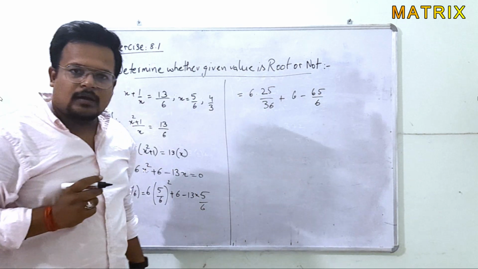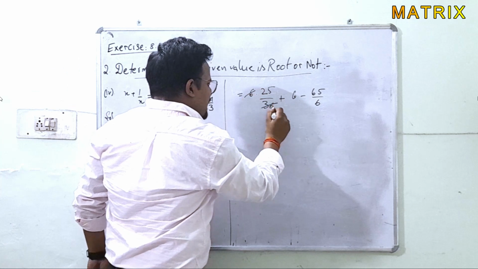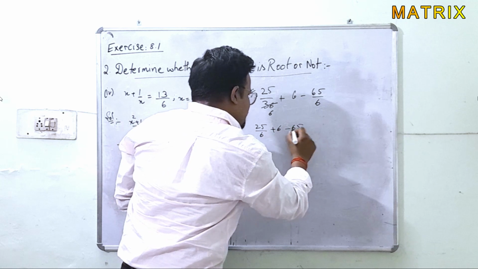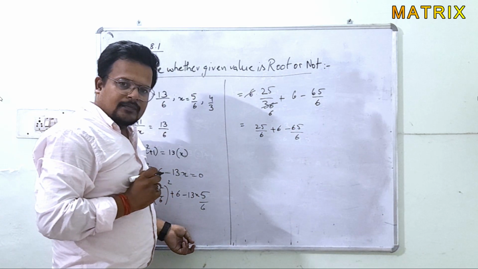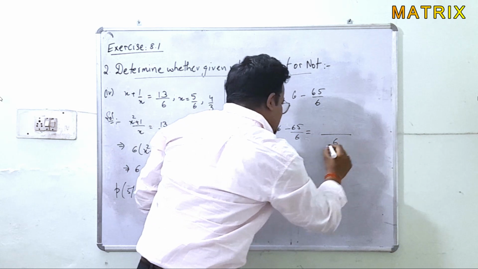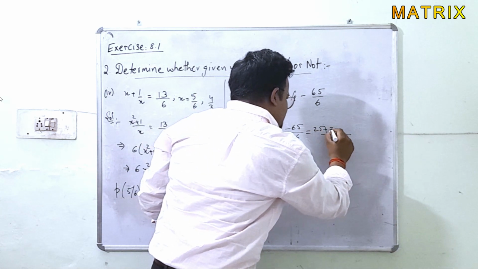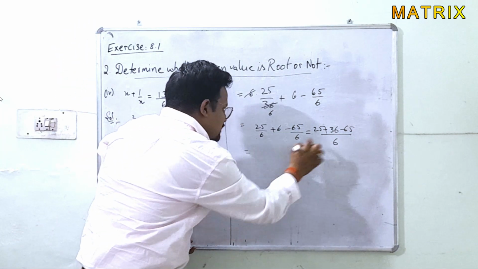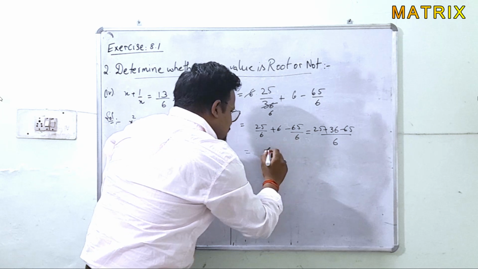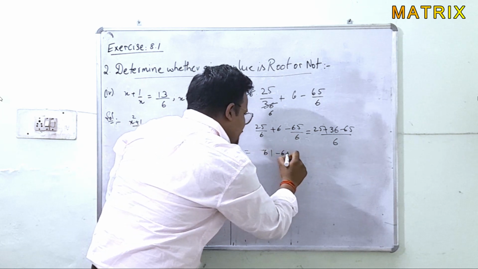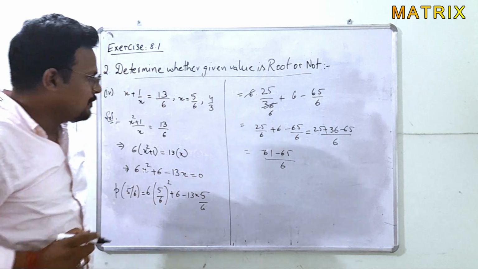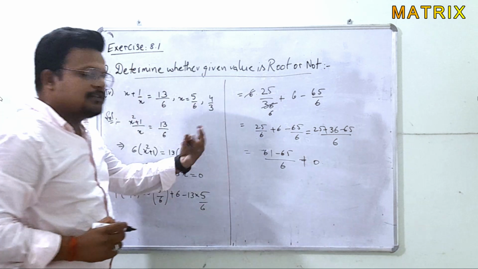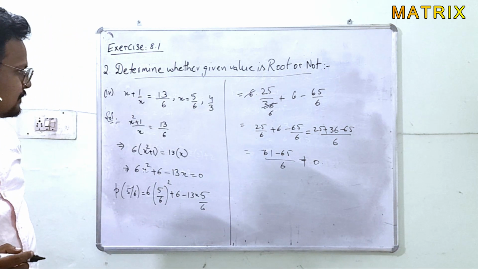Clear? Alright. So when I take the LCM of this, this can be cancelled, it will be 25 divided by 6 plus 6 minus 65 divided by 6. When I take the LCM, it will be 6 only, and this will be 25 plus 36 minus 65. Is it clear? So when I solve this, it will be a nonzero value, and this is not equal to 0. So we can say this is not a root of this quadratic equation.